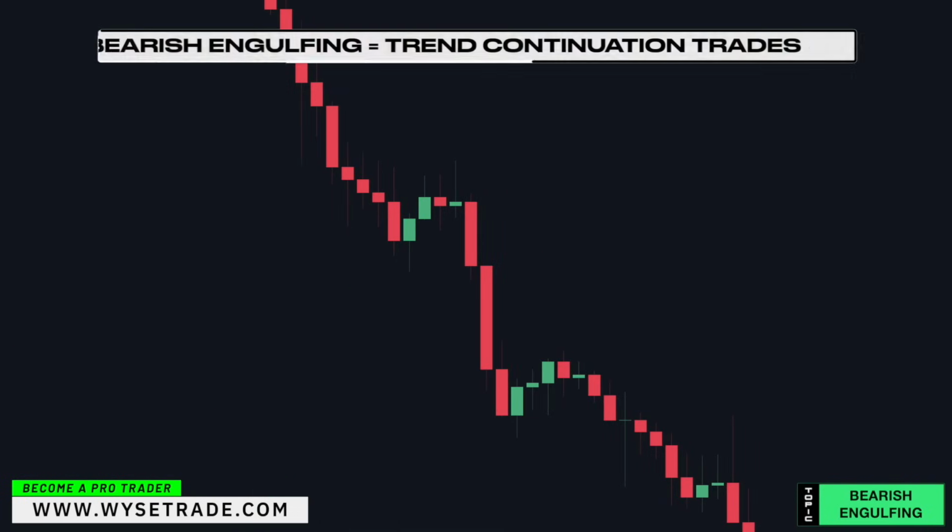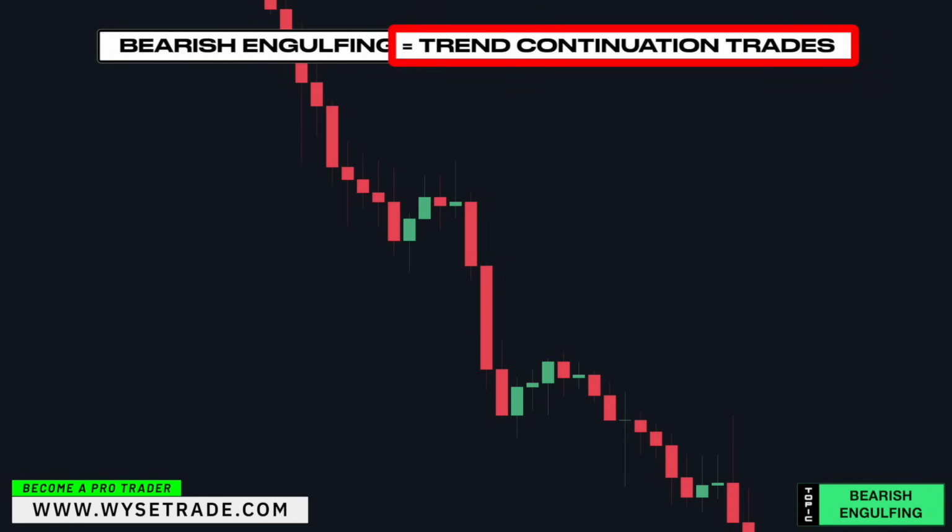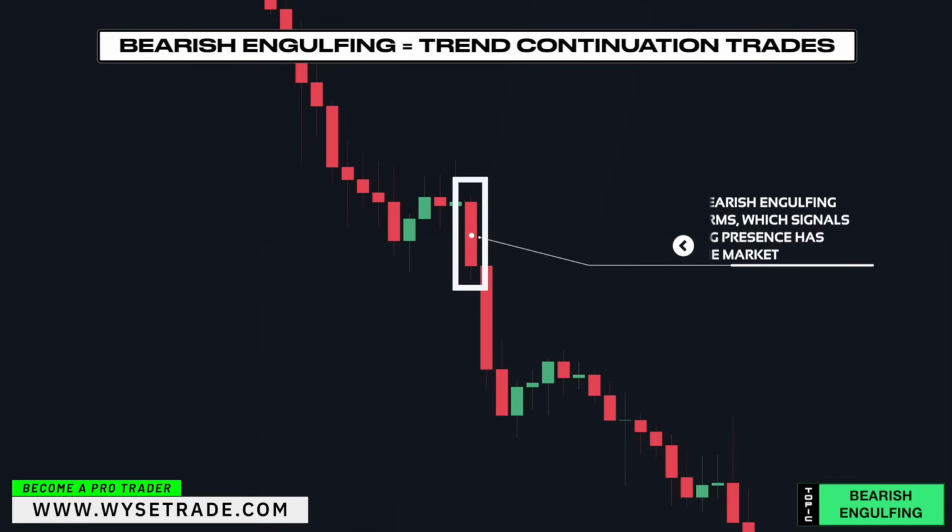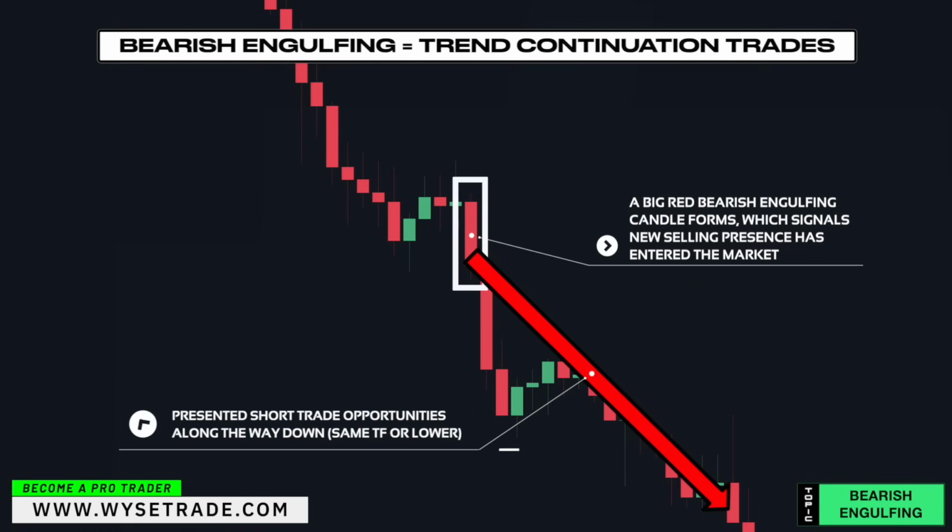You can also use the bearish engulfing candle to trade trend continuations. You have a moving downtrend. Price then starts to pull back before a big red bearish engulfing candle forms, which signals new selling presence has entered the market and presented more short trade opportunities as the trend continued downwards.